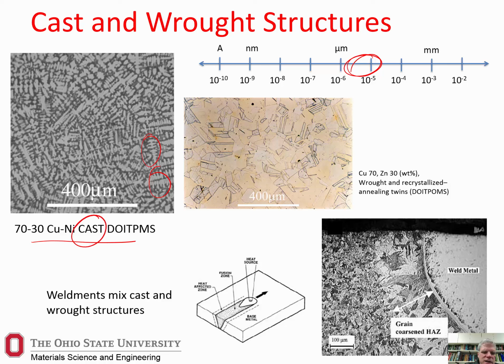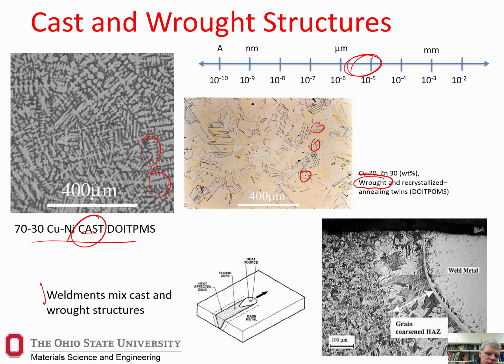That's cast. The other thing that we do with materials often is we work them. The past tense of work is wrought. That gives us a wrought structure. And then usually things are equiaxed. You see these grains have about the same dimensions in both directions. And this is a cast structure, this is a wrought structure, and you can determine that very quickly.